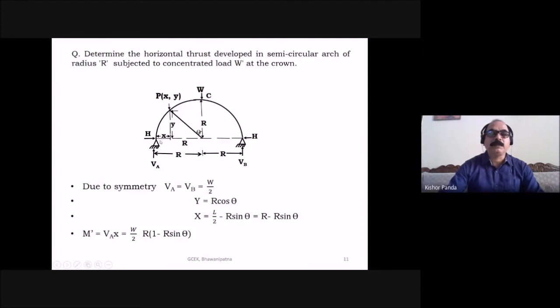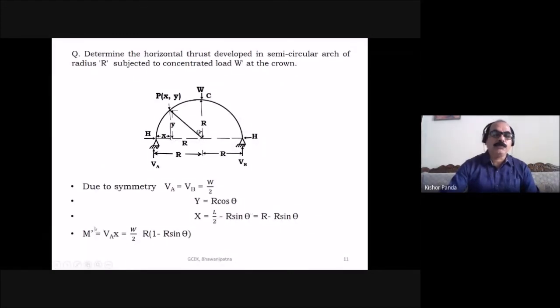Then what is the X length? The X length is equal to L by 2, because the total length of the arch is L, minus R sin theta. This length is equal to R sin theta, this component, because this is the radius, this is theta and this is 90 minus theta. So R cos(90 minus theta) is equal to R sin theta. So the total X is equal to L by 2 minus R sin theta.